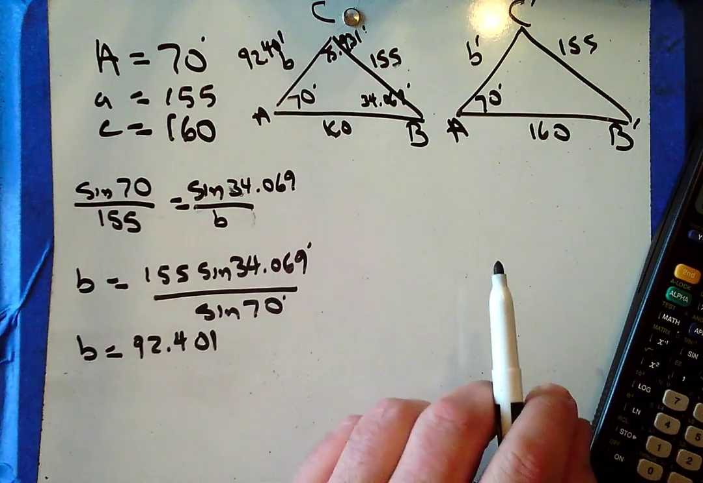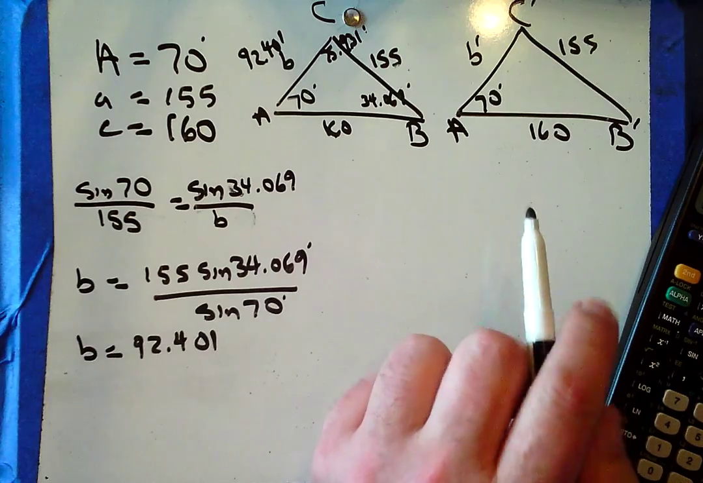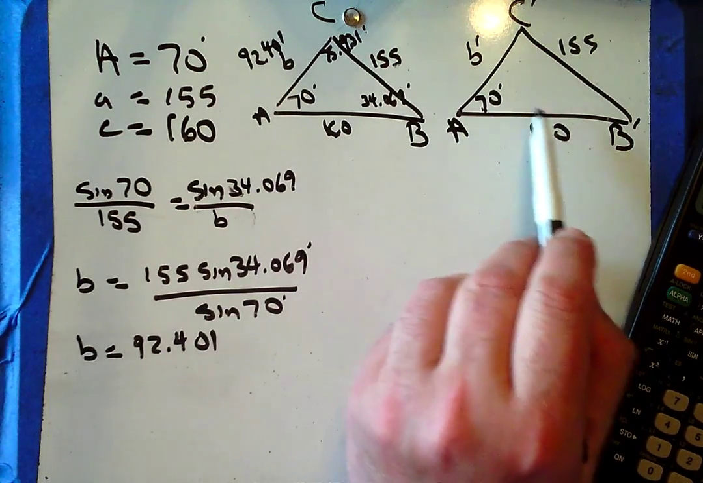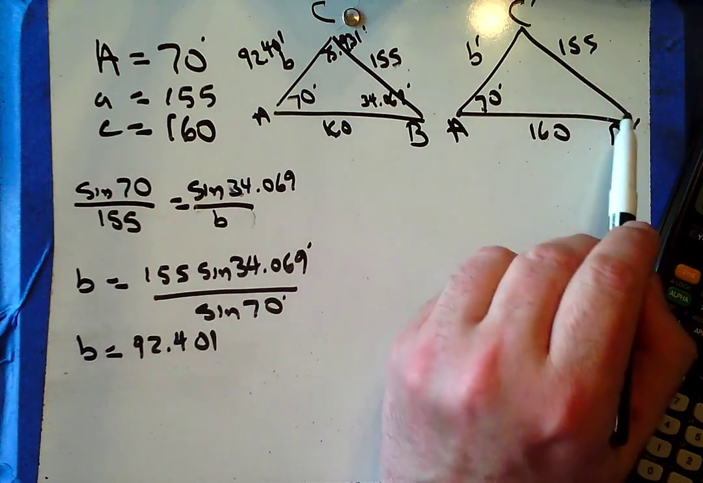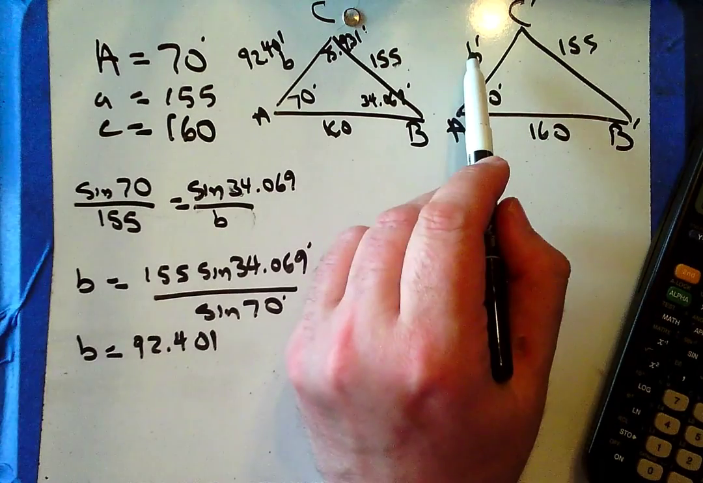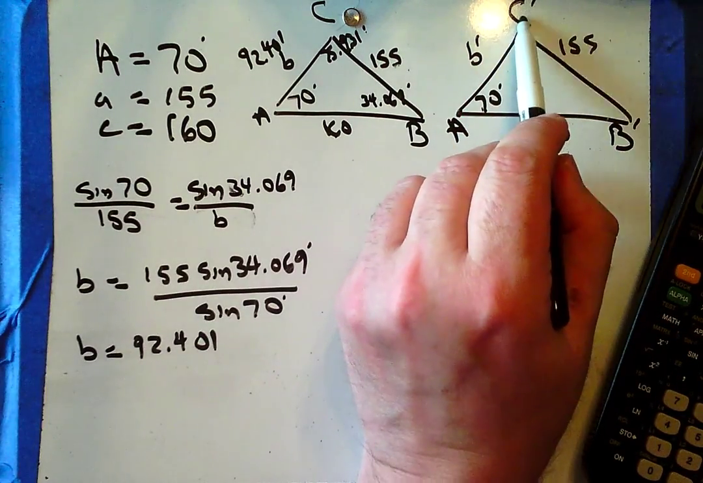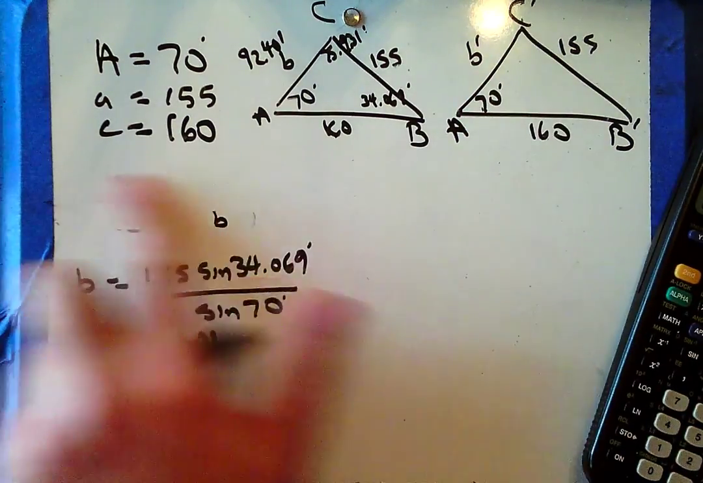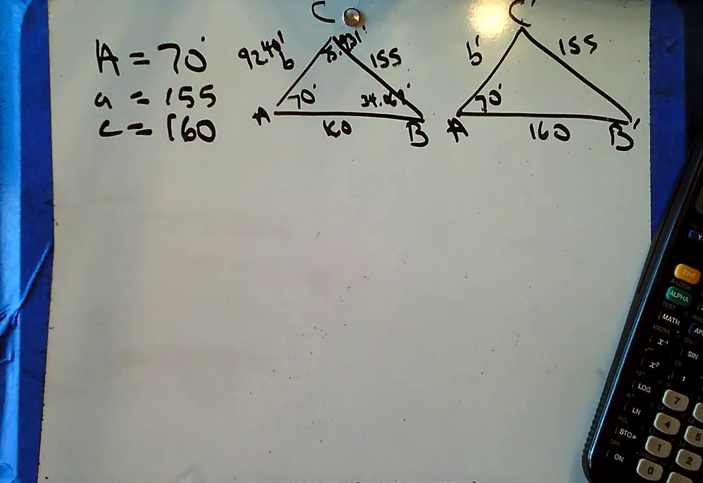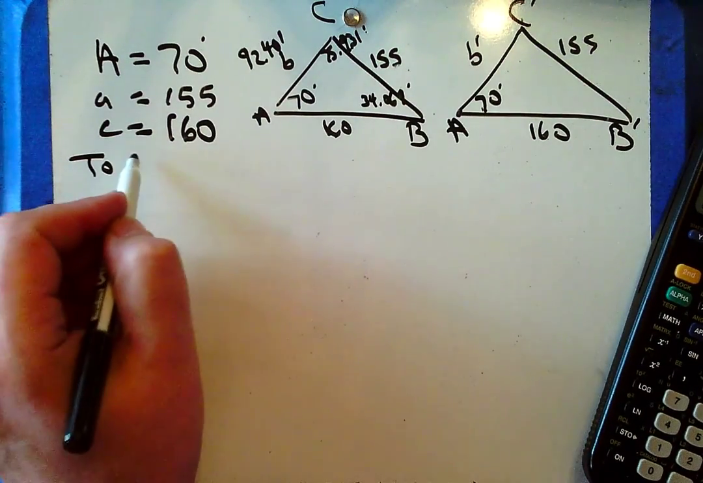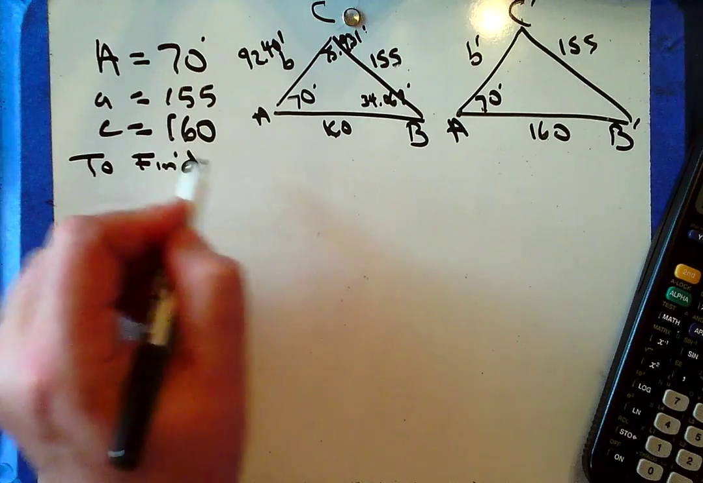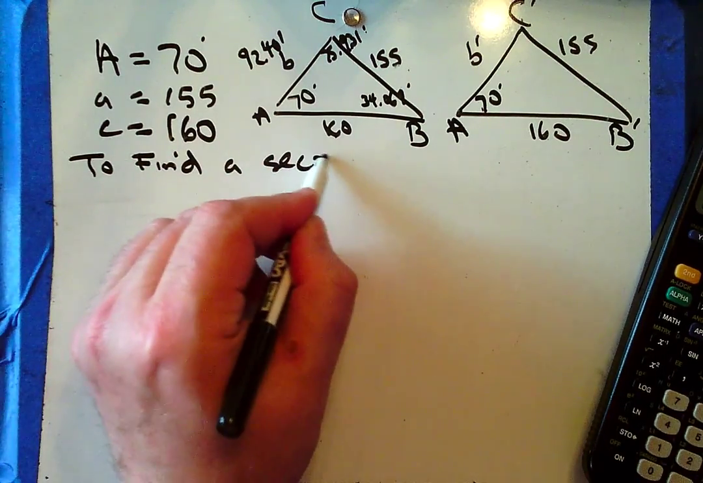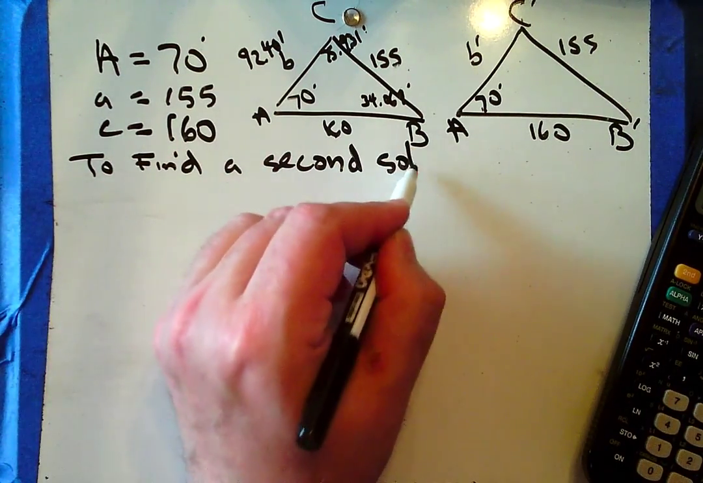But I said in this problem there'd be a second solution, where the given information would all be the same, but this angle would be different, this side would be different, and this angle would be different. So let's talk about finding a second solution.